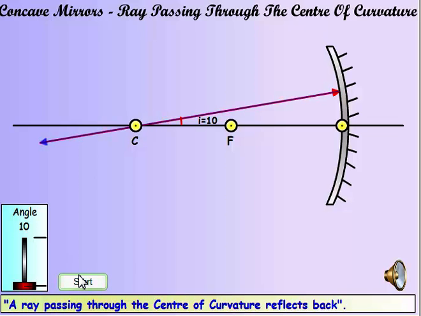A ray passing through the center of curvature reflects back along the same line. Try changing the angle and you will notice that the reflected ray will always pass through the center of curvature.